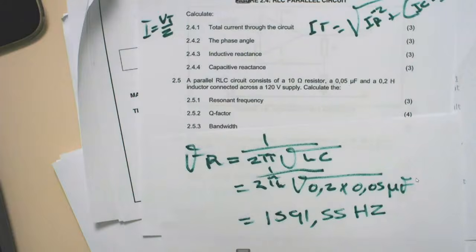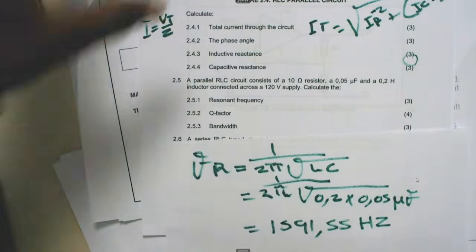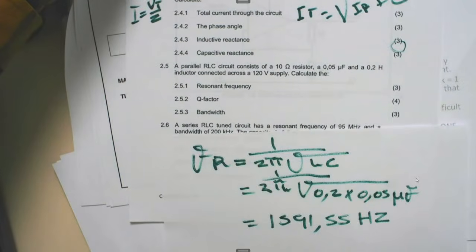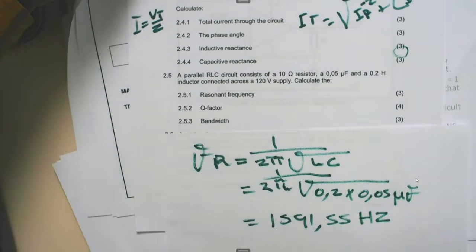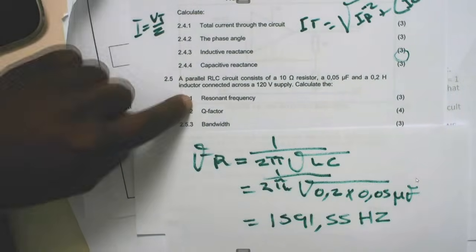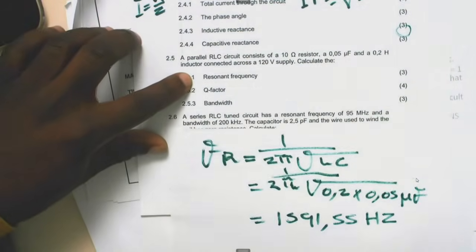So if you have your resonant frequency, you can calculate your inductive reactance and capacitive reactance. But because we did these earlier on, I will just keep this and go to 2.5. Oh, sorry. Oh, we are here now. Okay, we did our frequency.